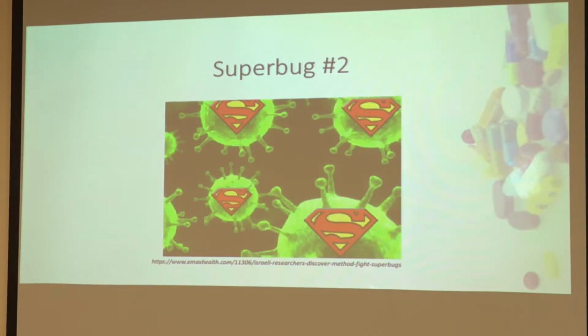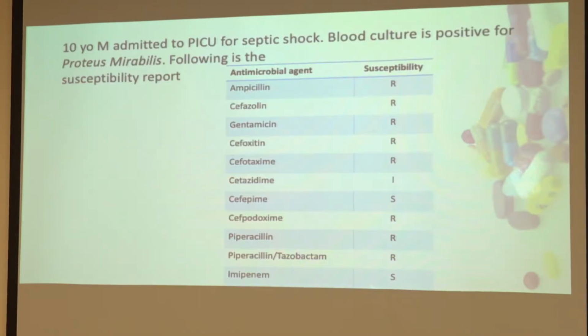It's time to talk about our next superbug. This is a 10-year-old male who's been admitted to PICU for septic shock. The blood culture is positive for Proteus, and following is the susceptibility report. We're doing the same thing like we did last time. Look at the sensitivities, and we'll be identifying what kind of superbug this is.